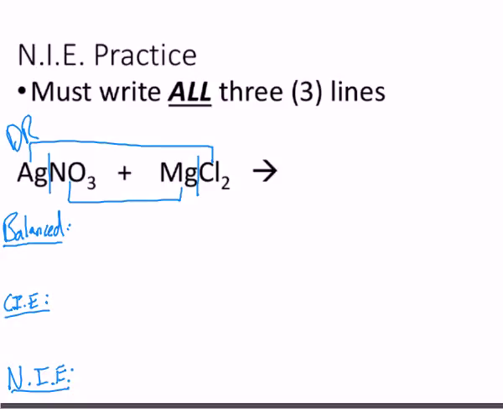So, our balanced equation, we've got silver nitrate. So the reactants are already given to us. We don't have to worry about those. Plus MgCl2, magnesium chloride. Now, what are our products going to be?